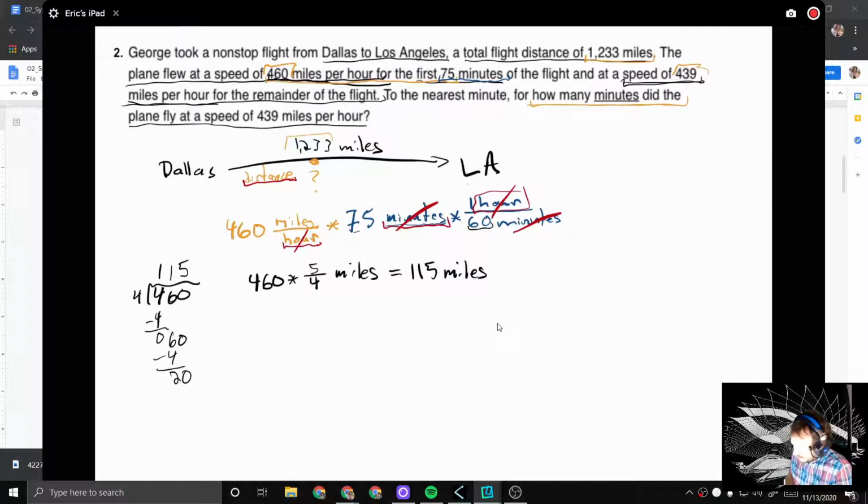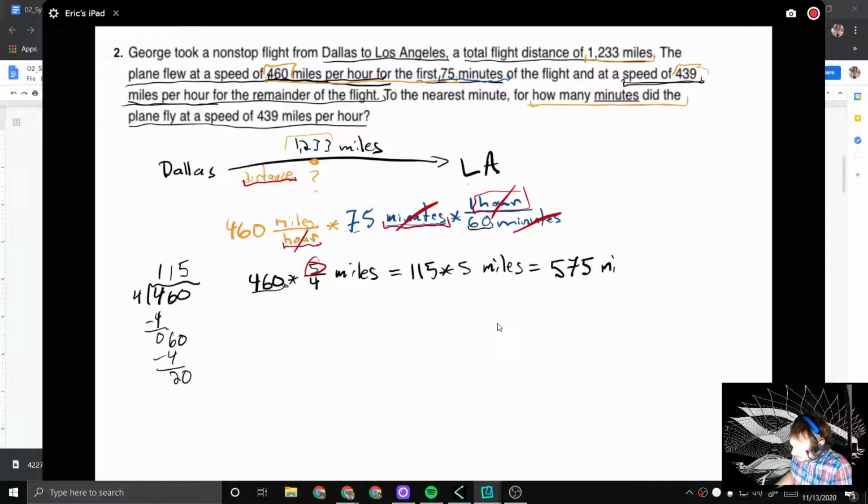So we find that that was 460 divided by 4. Yikes. We still have to multiply by 5. So let's do that. Times 5 to get our miles. We know 115 times 4 is 460. So add another 115 onto that. That's 575.